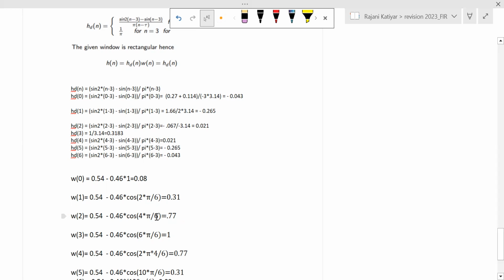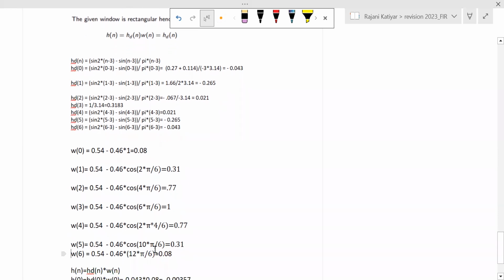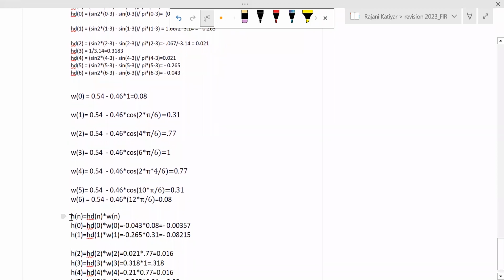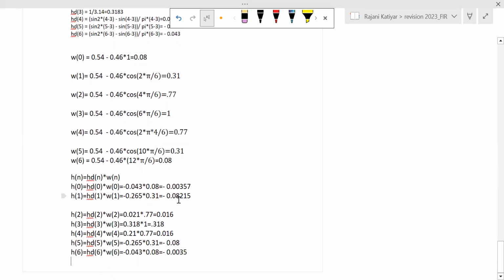Once we have calculated all the values of the windowing equation from W0 to W6, we will look for the coefficient of h(n), which is nothing but h(n) is equal to hd(n) into w(n). Now we are ready with the coefficients of hd(n) for all the values of small n, and the coefficients of w(n) for all the values of small n. We'll multiply further, and we'll see the type of symmetry it is following.